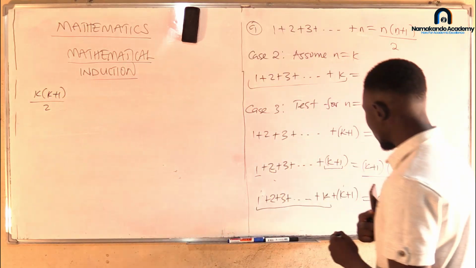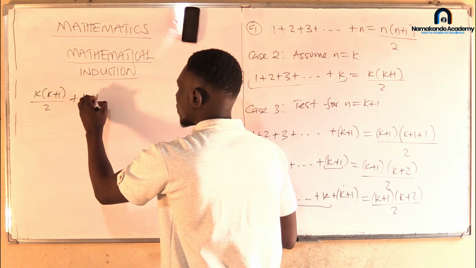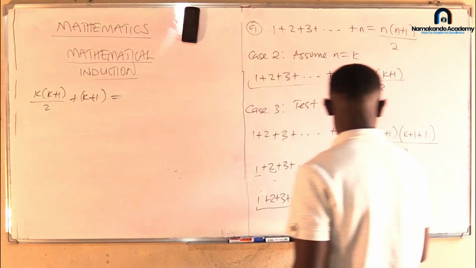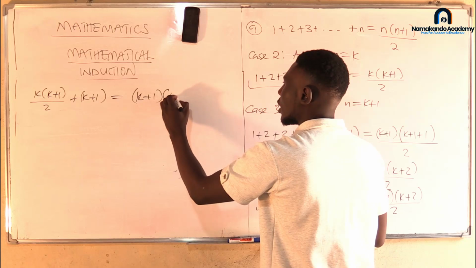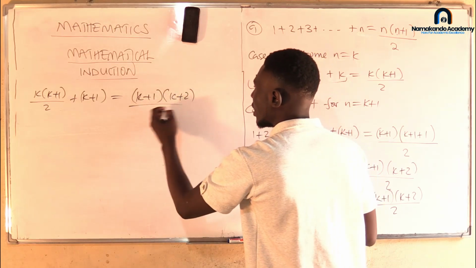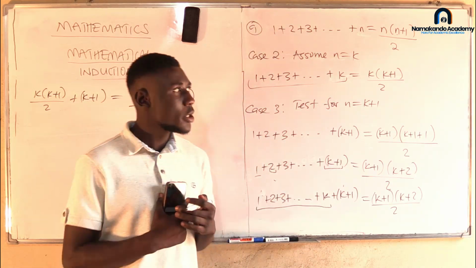Now, not forgetting that there's a last term here, which is k plus 1. This gives us our right hand side, which is k plus 1, k plus 2, these two multiplying, divided by 2. Okay, so hope you're following the steps closely.